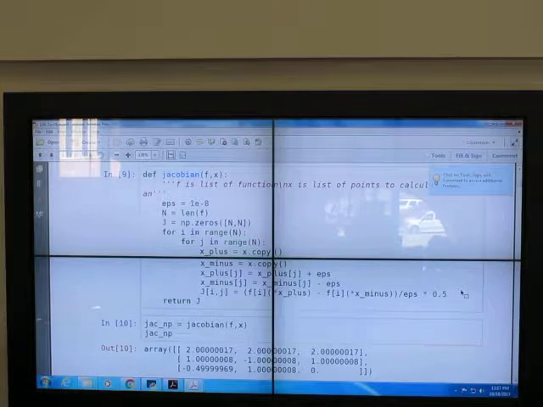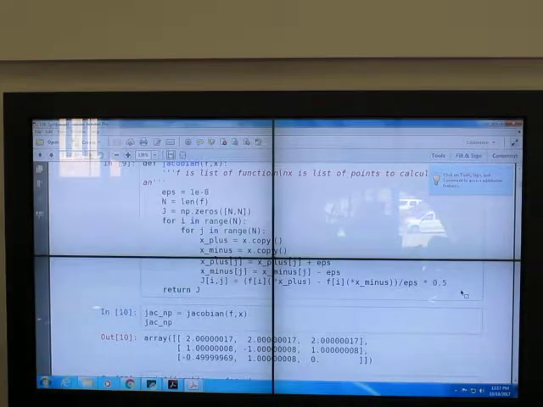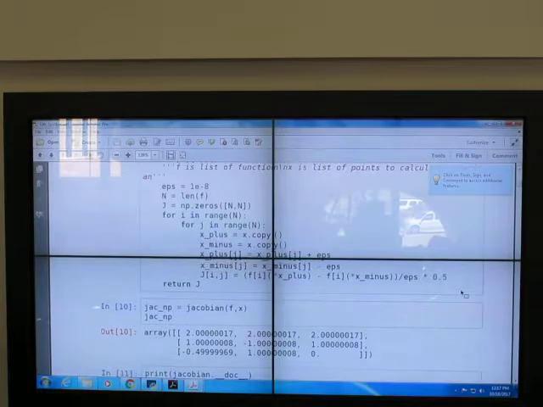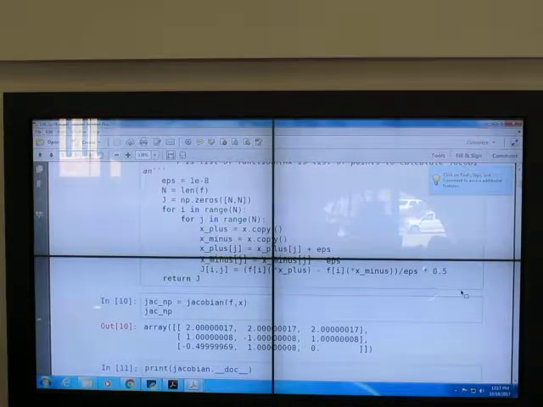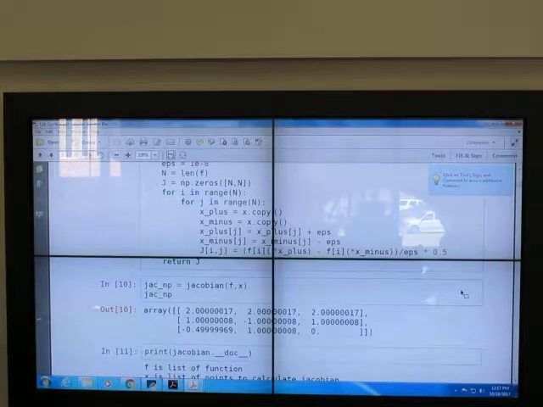And I have x plus. X plus is just x dot copy. X minus is just x dot copy. And x plus at a certain location is x plus at that location plus epsilon. X minus at a certain location is x minus epsilon. So I do f_i at x plus minus f_i at x minus, divided by 2 epsilon. So this is the central scheme.